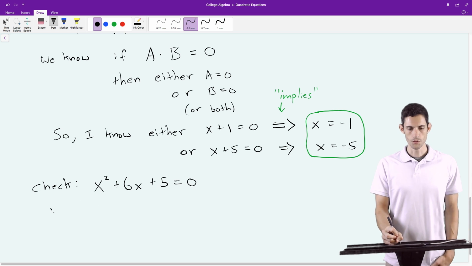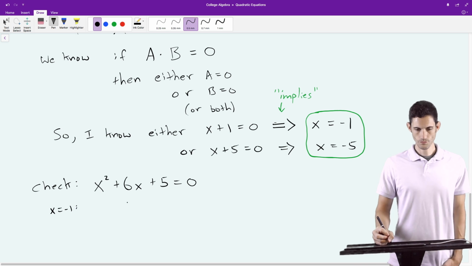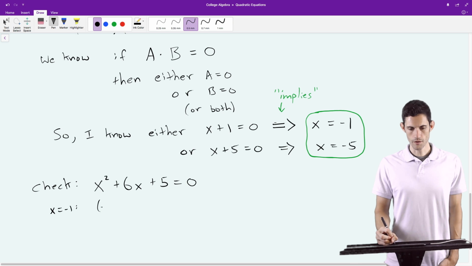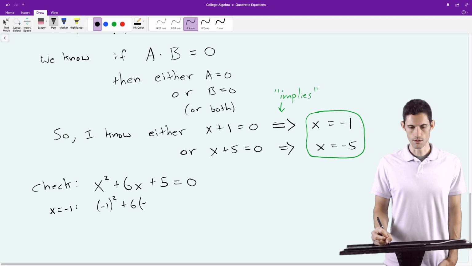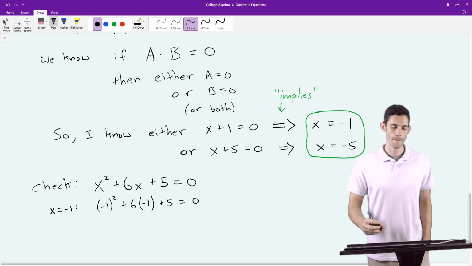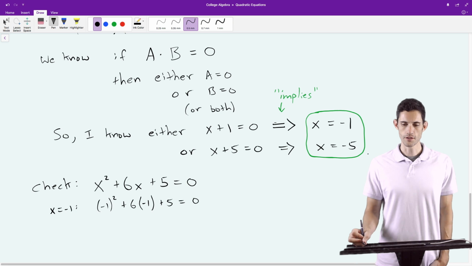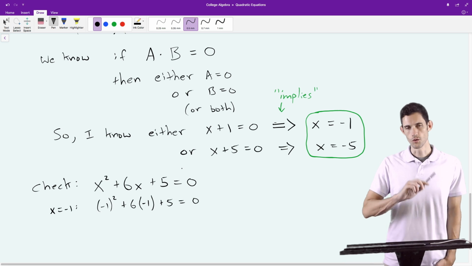So let's check x equals -1. You just have to check both x values individually. So I'm going to plug in -1. So that's -1 squared, and then I'm going to plug in -1 into this x. I've seen people in my class make the mistake that they want to plug one x value into one x and the other x value into the other x, but you're just doing one at a time.